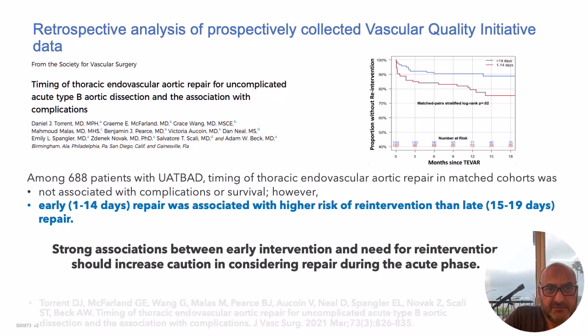Retrospective analysis of the VQI, they looked at 688 patients of uncomplicated type B dissection, and they matched these cohorts together. They found basically early, 1 to 14 days, was associated with higher risk of reintervention. So early, the aorta is friable. You really want to try to avoid performing early intervention on those patients. Sometimes you have to.